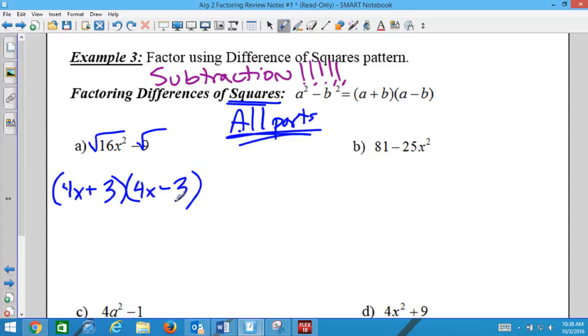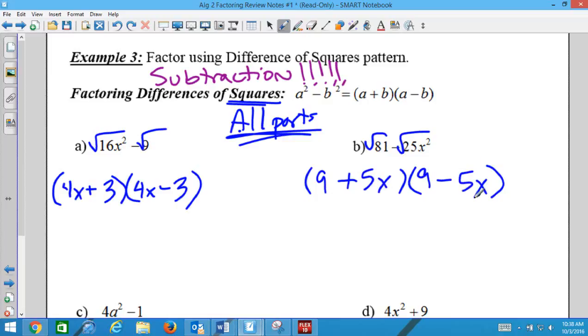Question B, is it subtraction? Yes. Is everything a perfect square? Can we square root everything? Yes. Square root of 81 is 9. We make one of them plus, one of them minus. Square root of 25x squared is 5x. You cannot do it backwards. It must be in order. You will get it wrong if you switch the order. If you are unsure if you're doing it right, you can just do the FOIL method to check your answer. That's all we're doing is unfoiling these.